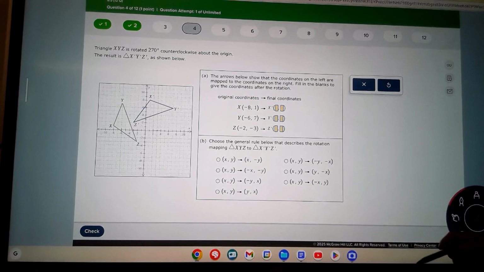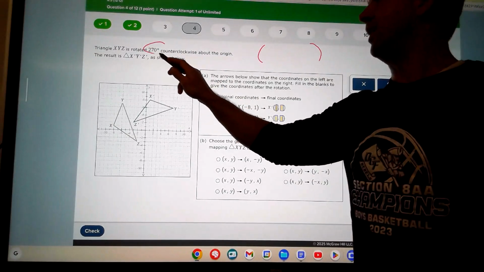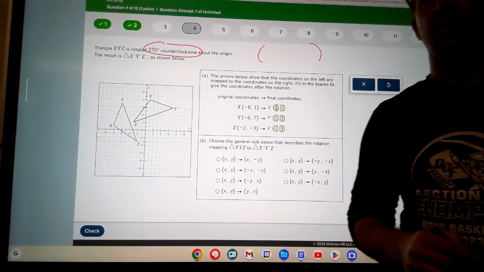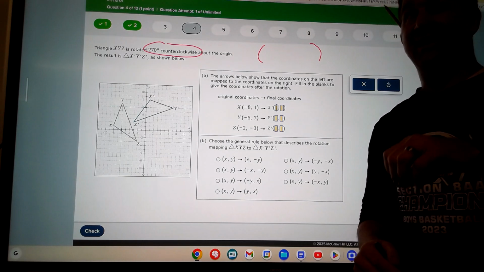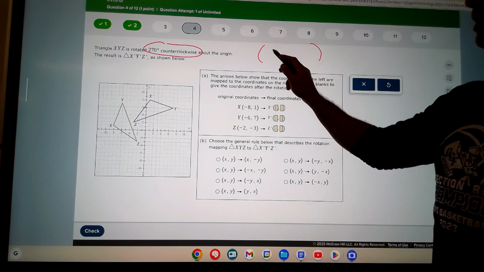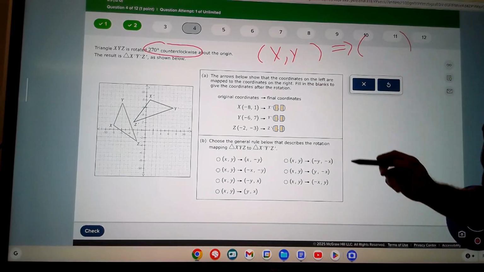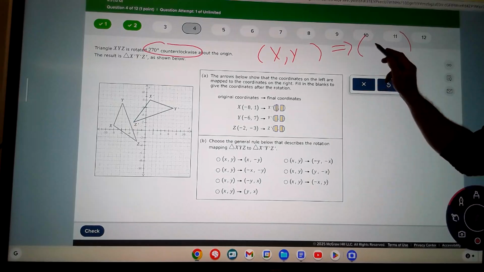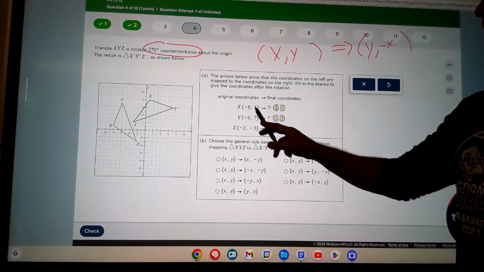So what I would do on this one, up above here, let's write down what happens on a 270-degree counterclockwise. Now remember, 270-degree counterclockwise is the exact same thing as a 90-degree clockwise. And a 90-degree clockwise goes from X, Y to, I would end up getting what? The Y, opposite of X. So Y, opposite of X. So all I need is these points right there.